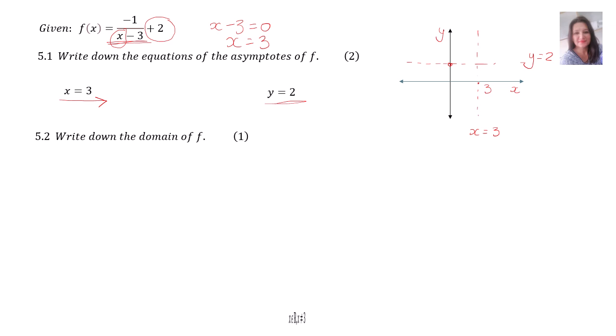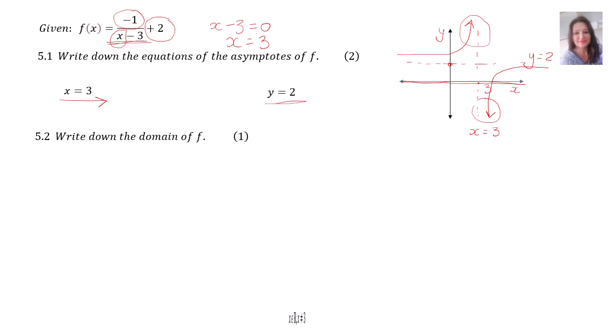The next question, 5.2, write down the domain of f. So where do you find the domain of a graph? The domain of a graph is what is happening here on the x values. And since this is a negative x function, then your graph, I'm going to sketch it for you, will be something like that and something like that, where please note your graph does not cross or intersect your asymptote at all.